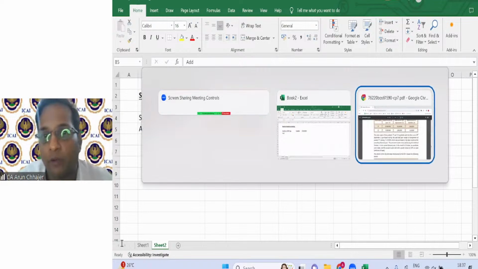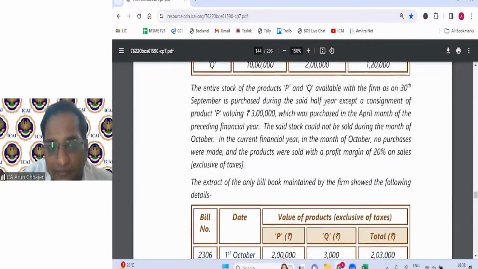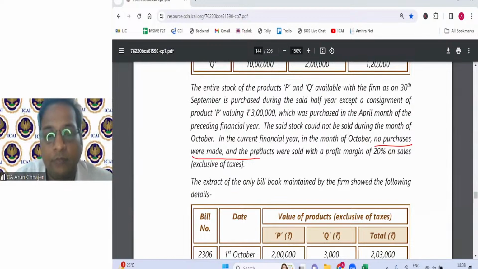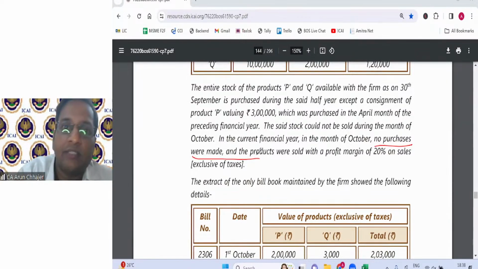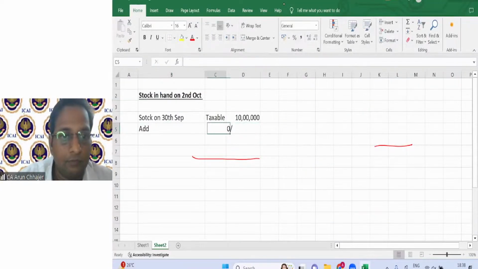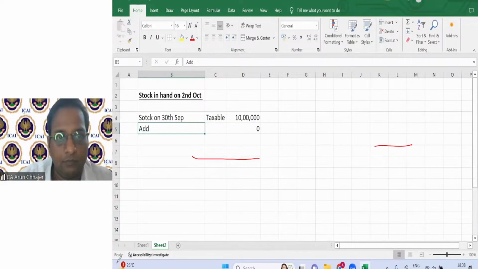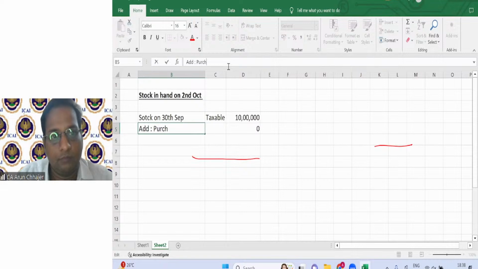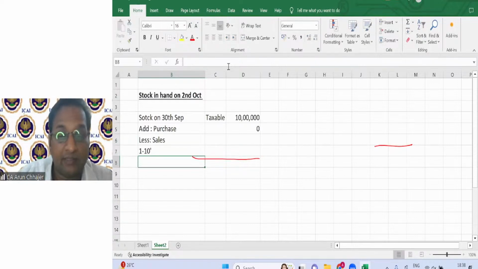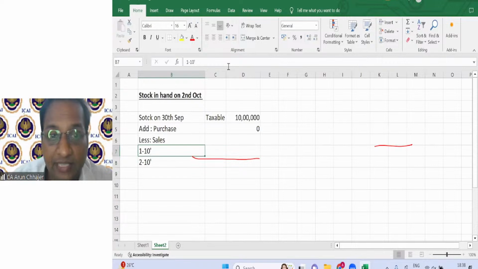अब परचेज के रिगार्ड में क्या इंफॉर्मेशन थी? In this they are saying no purchase were made. अगर कोई परचेज नहीं है तो मैं कॉरेस्पॉन्डिंगली यहां पर क्या लिखूंगा? नो परचेज. Less sales. And we know that on every day we have the sale. हर दिन सेल है ना मेरी.